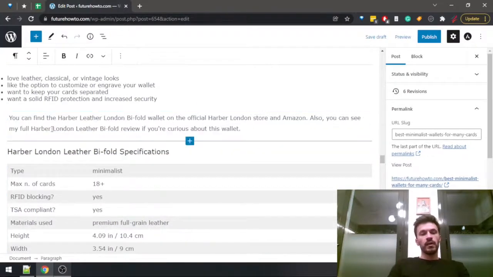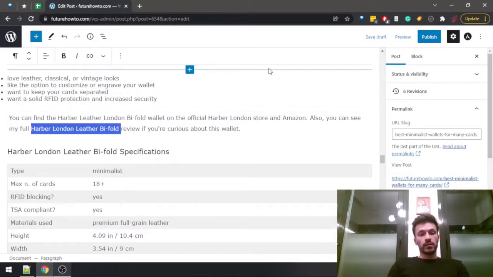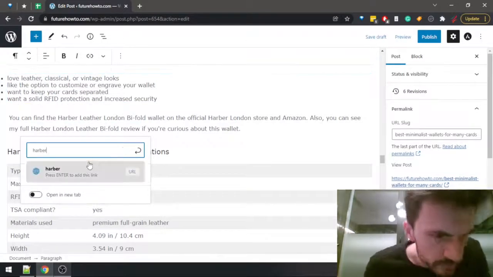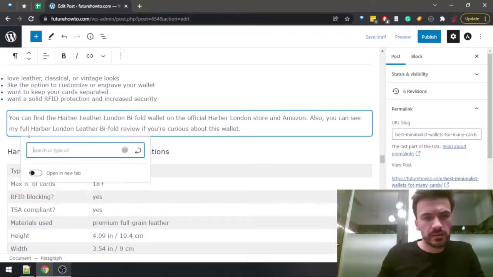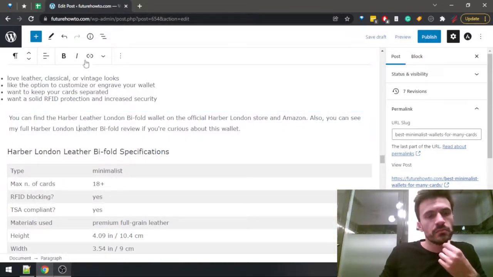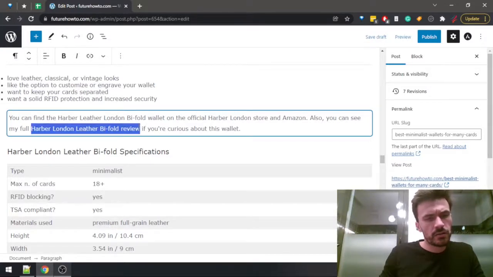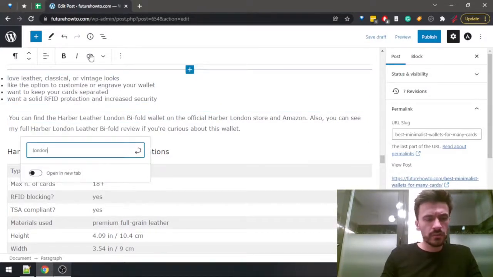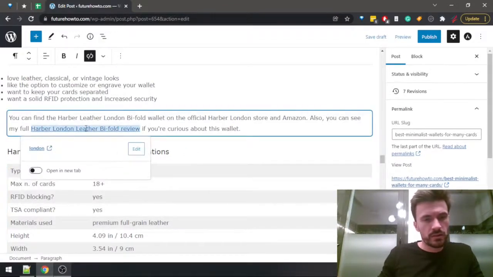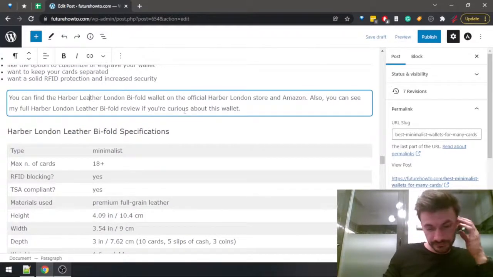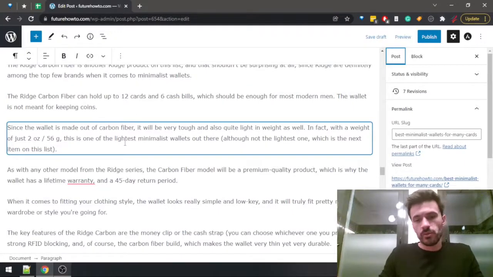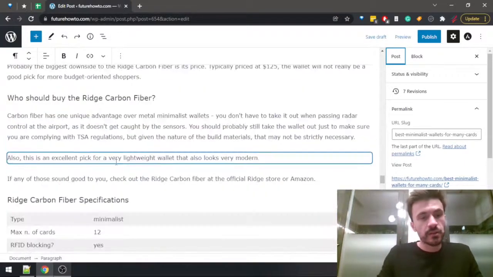Okay, there we go. Harbor London leather bifold. Oh, this one is not yet published, I guess. Why? No, it's published. Come on. No. Okay. Let's just leave it like that. I'm gonna make sure I publish the article and come back to fix that.